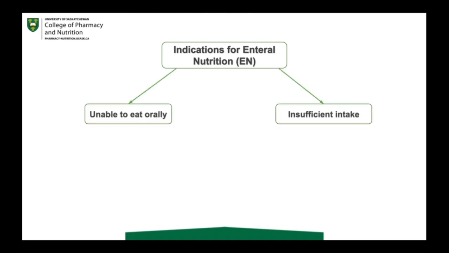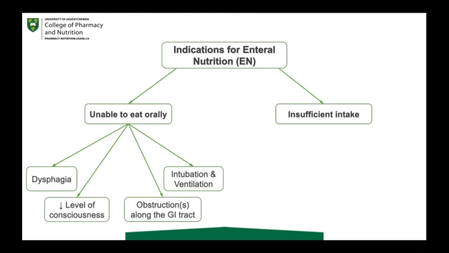When would we use enteral nutrition, which we will refer to as EN? Generally, the two primary indicators to start a patient on EN are the inability to consume foods orally or the inability to consume an adequate amount of food and fluids through an oral diet. Factors preventing individuals from consuming foods orally include dysphagia, decreased level of consciousness, such as when someone is heavily sedated, being intubated and ventilated, and mechanical obstructions in the proximal GI tract.